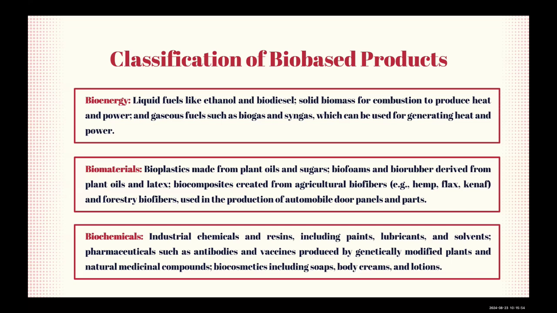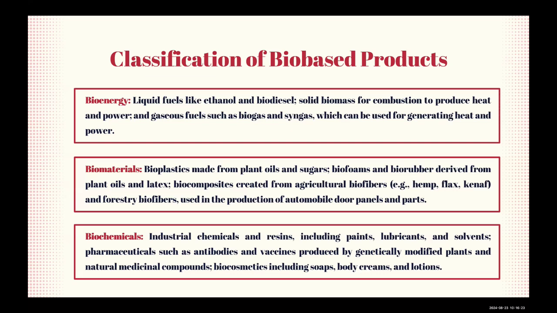Then we have biomaterials. This category covers a range of materials such as bioplastics made from plant oils and sugars, biofoams, and biorubber derived from plant oils and latex. It also includes biocomposites, which are created from agricultural biofibers like hemp, flax, kenaf, and so on. We also have forestry biofibers, which are used in products such as automobile door panels and parts, so in our cars.